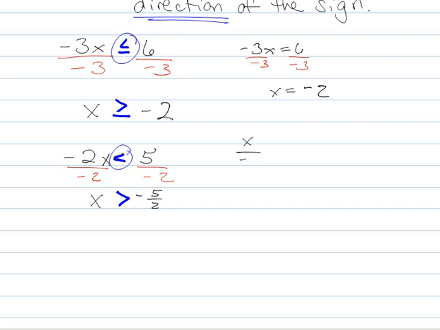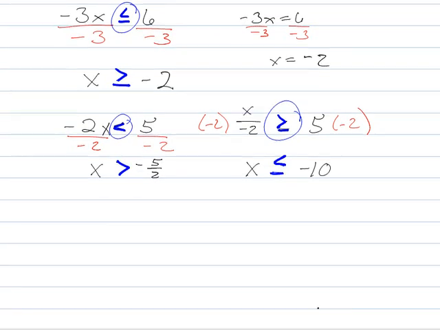If I had x over negative 2 is greater than or equal to 5, something like that, in this case I have to multiply both sides by negative 2. And again, when I do that, I have to flip the sign. So x becomes less than or equal to negative 10. The greater than or equal to becomes less than or equal to negative 10. Okay, super fun.